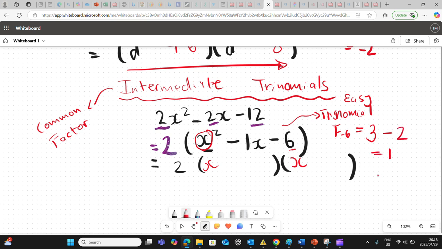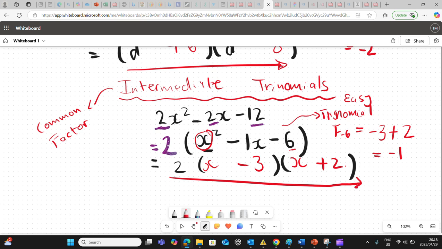These give you a positive one. So the negative is not on the correct amount. Remember what I said? Negative needs to be on the bigger number. So in this case, the negative needs to be on the 3, because when you do this, that's how you end up with the -1. So the -3 would go there, and the +2 would go there. And this is your final answer of this intermediate trinomial.